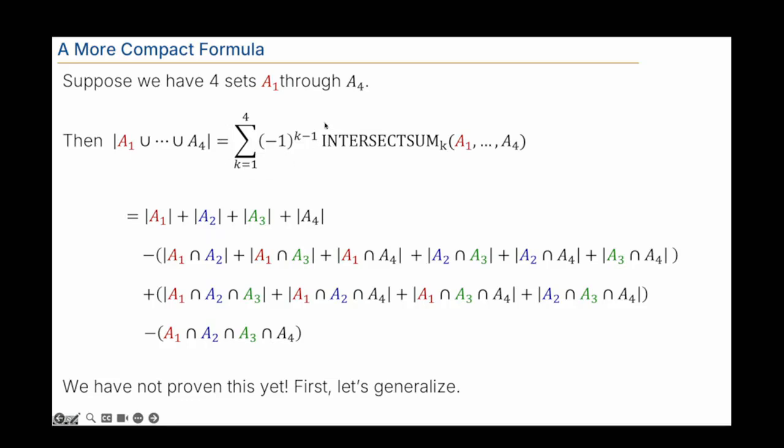Let me convince you that this formula, unproven, is what we had before. This formula right here is the same as this one right here. This is the sum of the individuals minus the sums of the pairwise sizes plus the sums of the 3-way sizes and so forth. It is the same formula, because intersect sum sub 2 is just this sum of 6 different combinations. And then what's this -1 to the k minus 1 doing? It's flipping signs. So first it's positive signs, then negative signs, then positive, then negative.